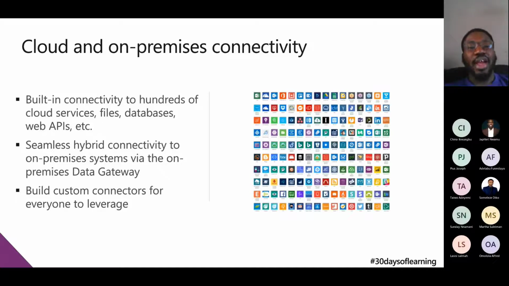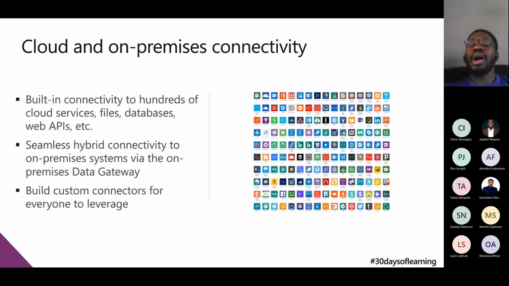Now, this is going to give birth to another question. Please, if you know what a hybrid is, you can drop it in the chat. When it comes to hybrid, what does it mean? I'm not going to wait for anyone, but you can drop that in the chat, right? So I'm talking about cloud and on-premise connectivity.